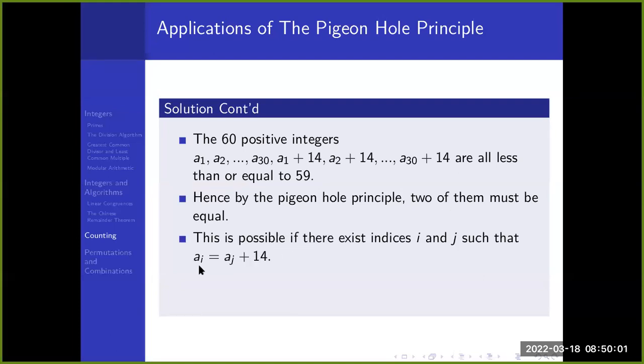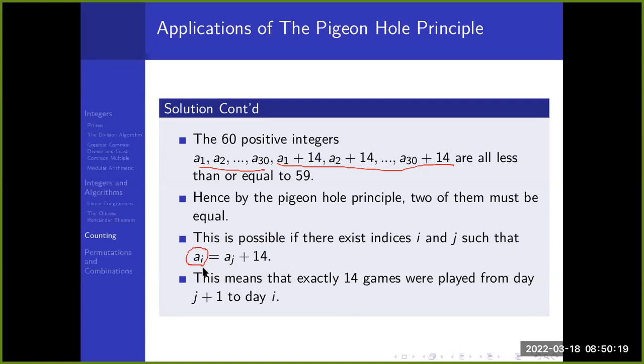So for them to be equal, we have claimed that one number must be from this first set, so we call it AI. And then the second number must be from this set, so it must be some AJ plus 14. So this means that exactly 14 games were played from day J plus 1 to day I, right? Yes. Which answers the question.